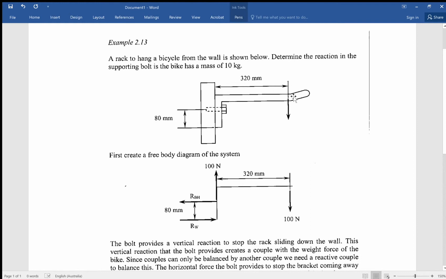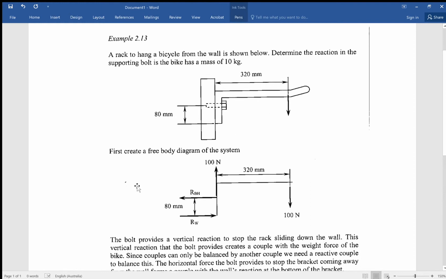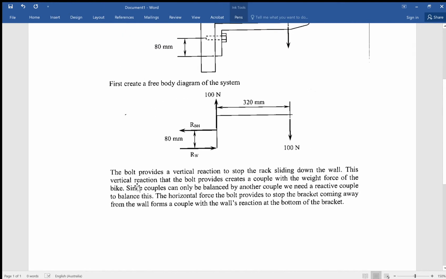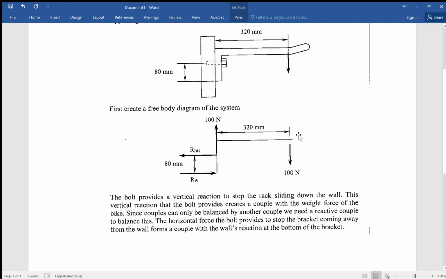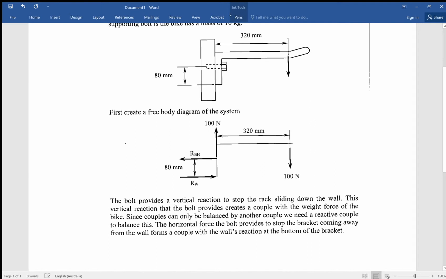So the first couple that's going to happen, you can see from our free body diagram what's going on. So we're going to talk about what's happening with this couple. First of all, we take our mass, which was 10 kilograms. And we know that weight, which is a force, is equal to mass times gravity. So our weight is going to be our mass, which is 10 kilograms, times 10 meters per second squared, which is our gravity. So we get a weight of 100 newtons. And that's how they got this value here.